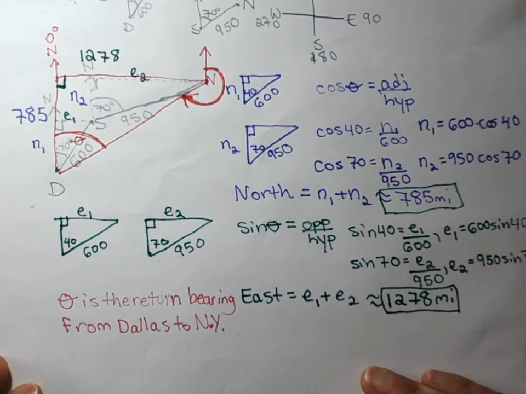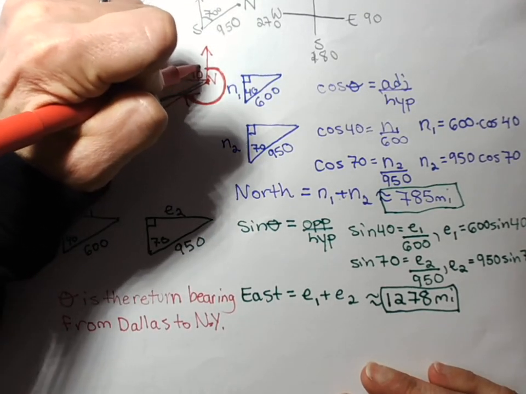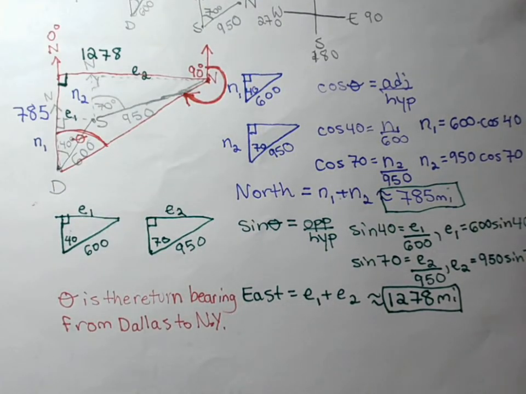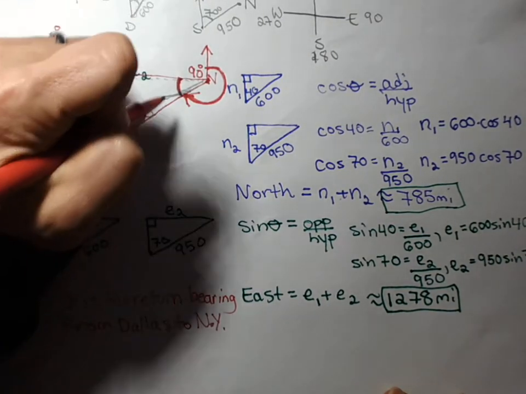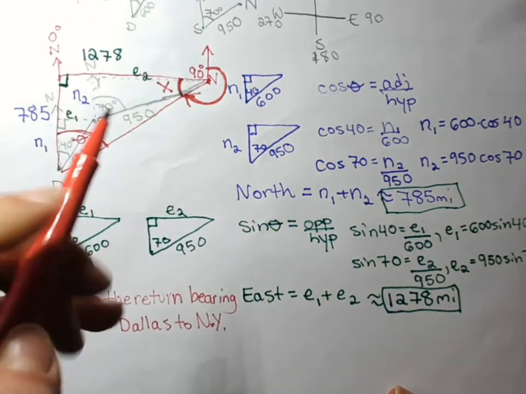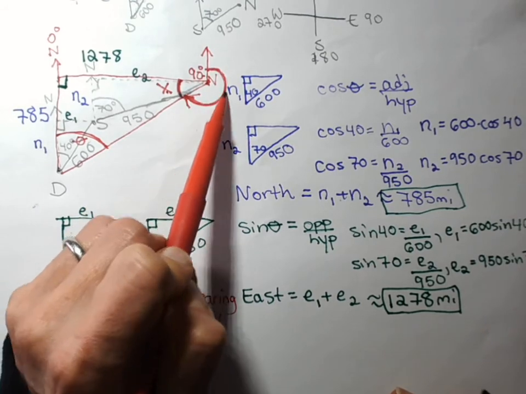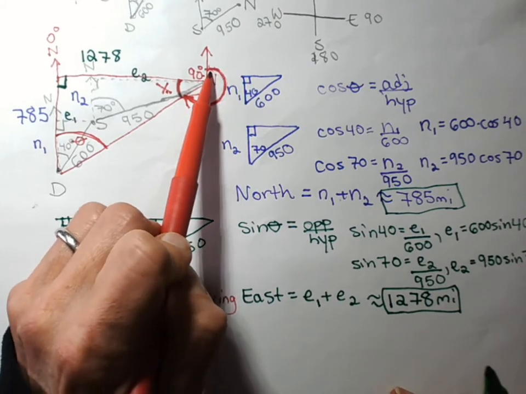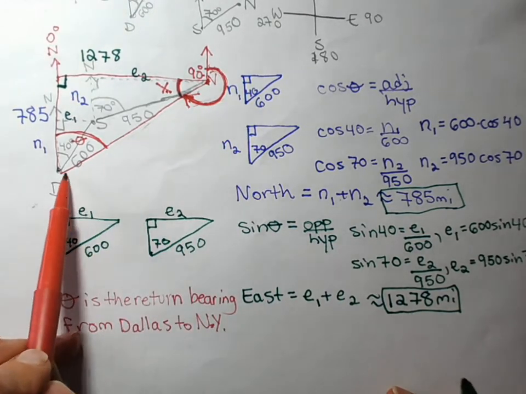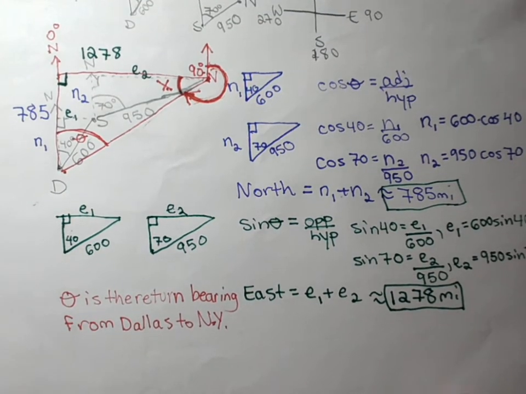And what I want you to notice is that this north and this east distance, that's 90 degrees. So we have to do a little work to get this angle. I'm going to call it X. And then we would subtract 90 and X from 360 to get this remaining arc that will be our return bearing from New York to the straight line to Dallas. So let's use some trigonometry to find that angle.